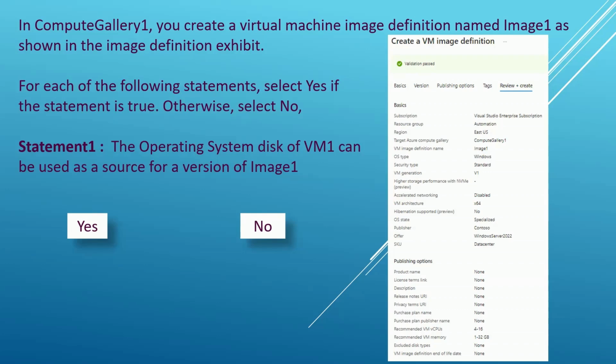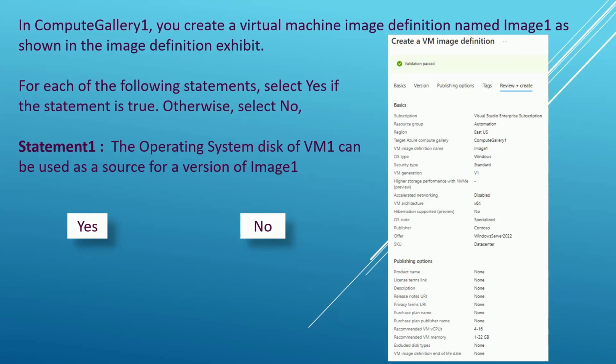This is one of the critical factors that you will have to take into consideration while answering the questions going forward. The VM architecture is x64, which is 64-bit. Publisher is Contoso, offer is Windows Server 2022, and SKU is Data Center. Now, in the publishing options, most of the options are none, but you need to take into consideration the recommended VM CPUs, which is 4 to 16, and recommended VM memory, which is 1 to 32 GB.